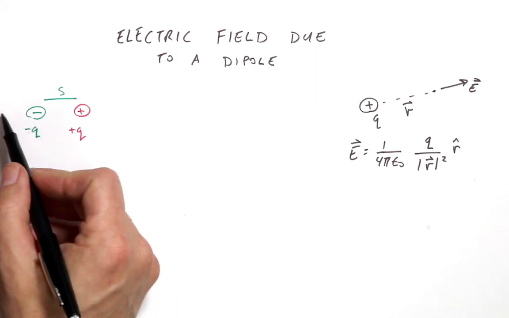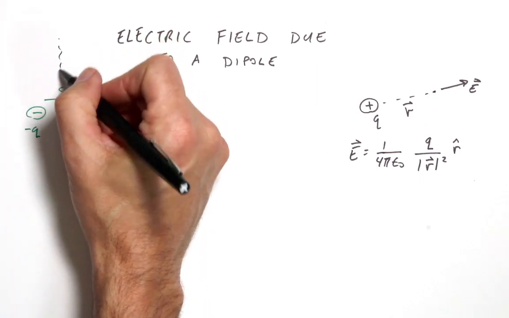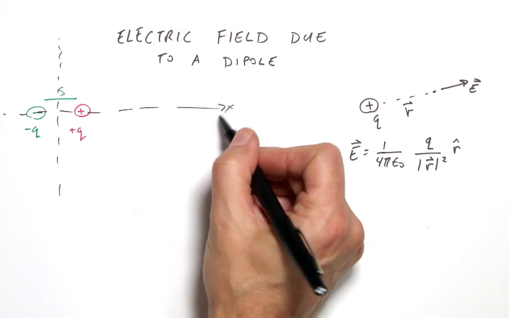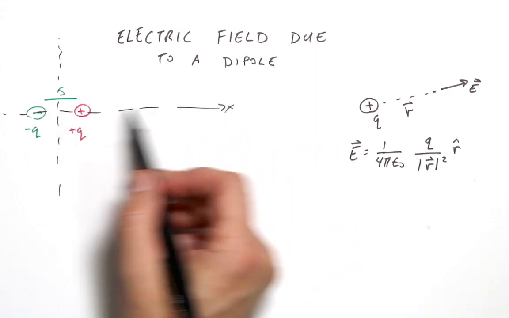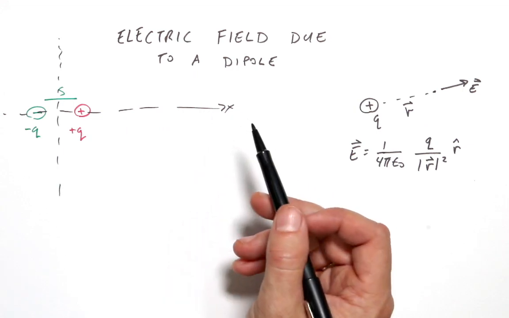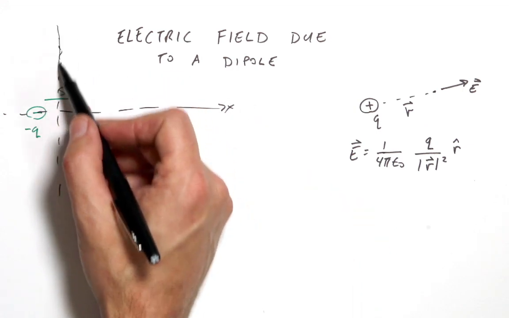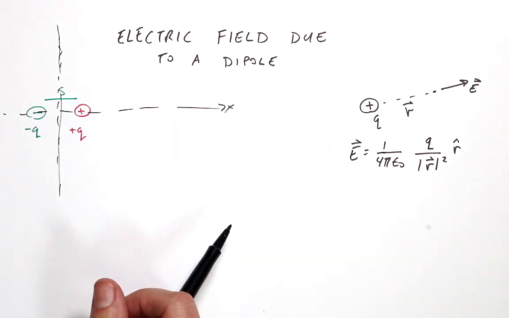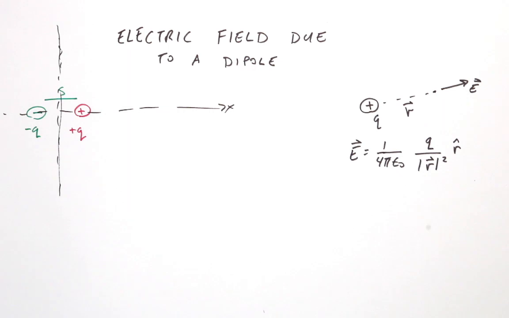So we want to find the electric field. Let's say this is the origin, and this is the x-axis. I want to find the electric field along this axis. In another video later, I'll do it along this axis, and in another video I'll do it anywhere in the whole universe.